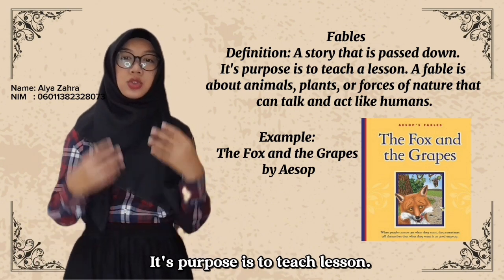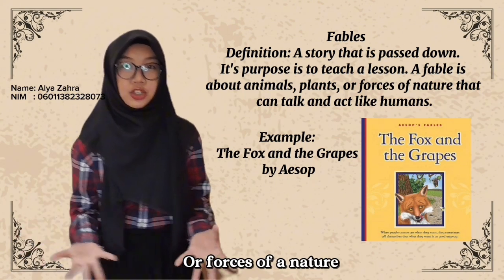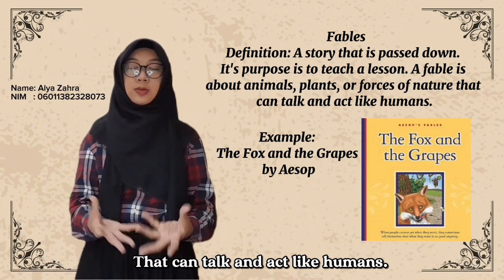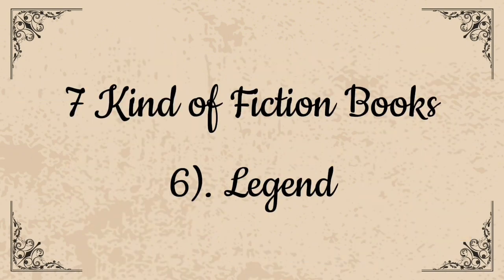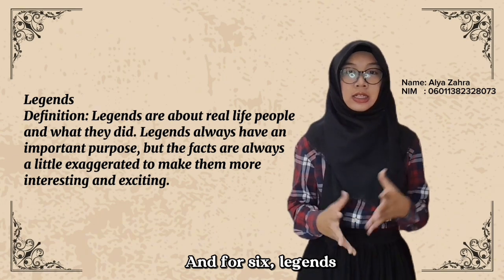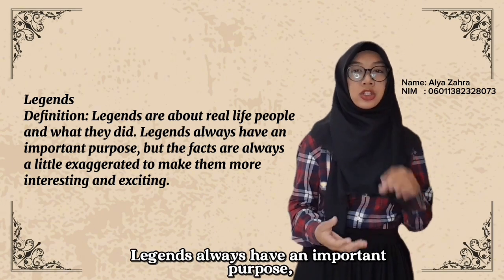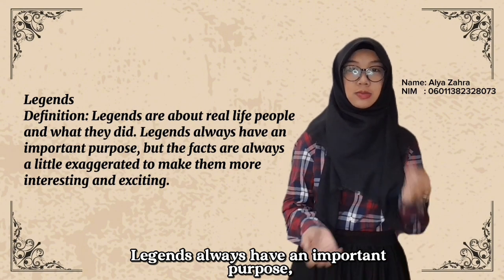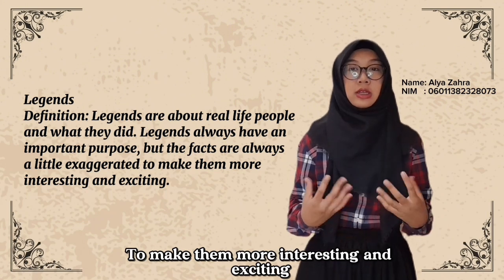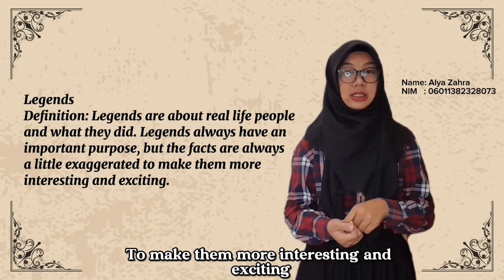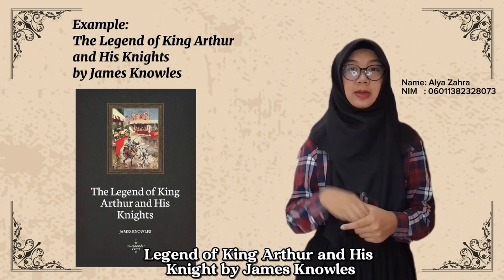Number 5, fables. A story that is passed down. Its purpose is to teach lessons. A fable is about animals, plants, or forces of nature that can talk and act like humans. Example: The Fox and the Grapes by Aesop. And for 6, legends. Legends are about real-life people and what they did. Legends always have an important purpose, but the facts are always a little exaggerated to make them more interesting and exciting. Example: The Legend of King Arthur and His Knights by James Knowles.